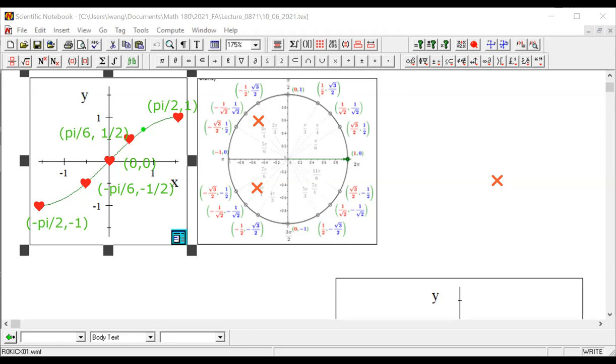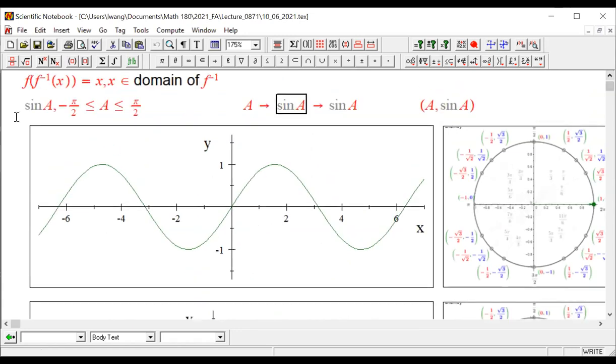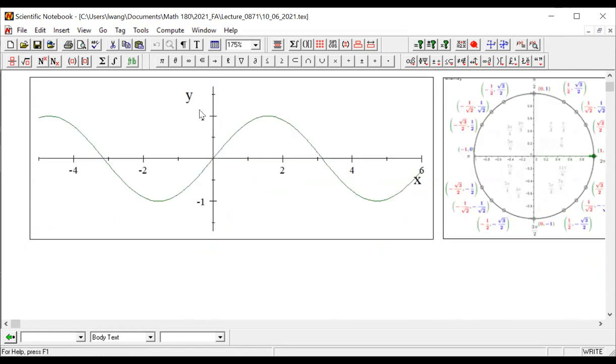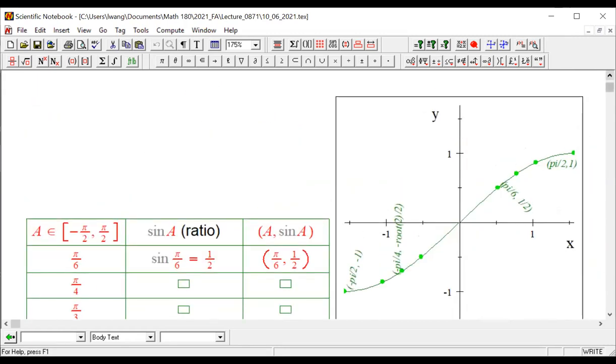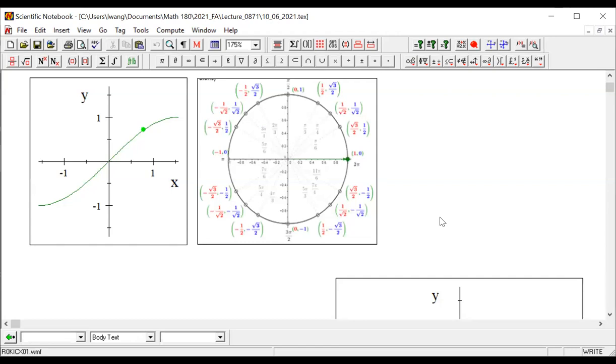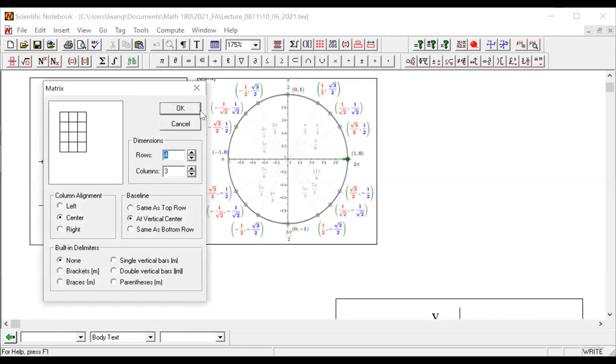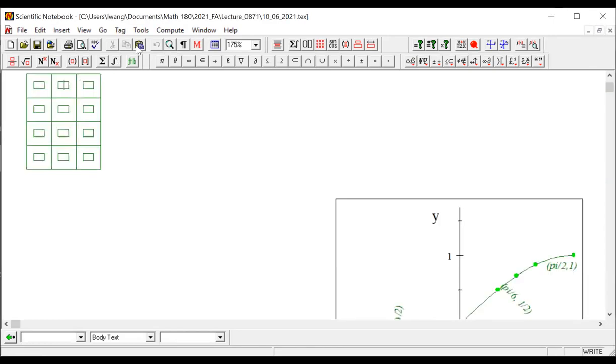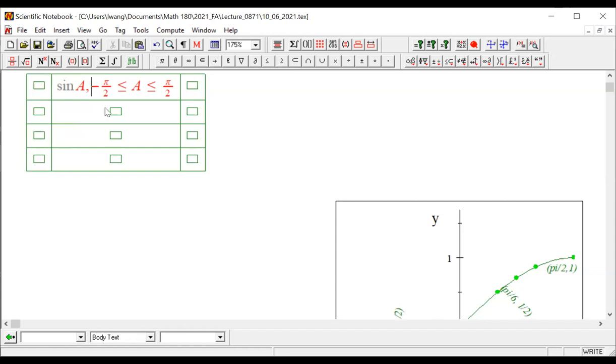So now I'm going to clean this up. Let's look at this function. We finally found a function. It's a new function, different from the function we used to know. And we're going to call it G.